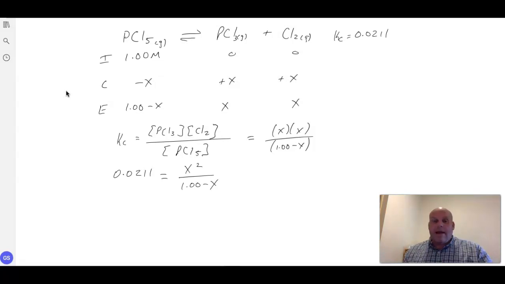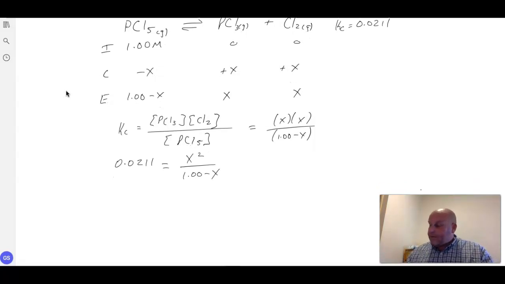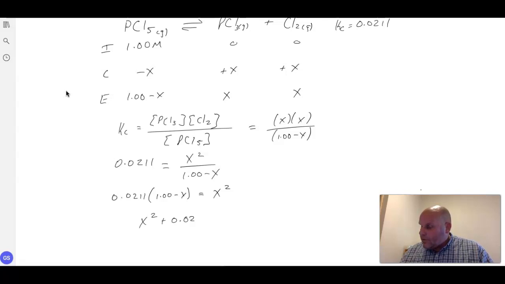Okay, so now I have some math work to do. So the first thing I'm going to do is cross multiply those values, so I'm going to get 0.0211 times 1.00 minus x equals x squared. And I'm going to get an expression here, x squared plus 0.0211x minus 0.0211 equals 0.